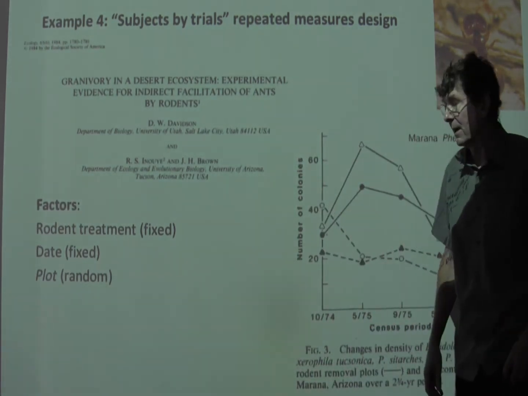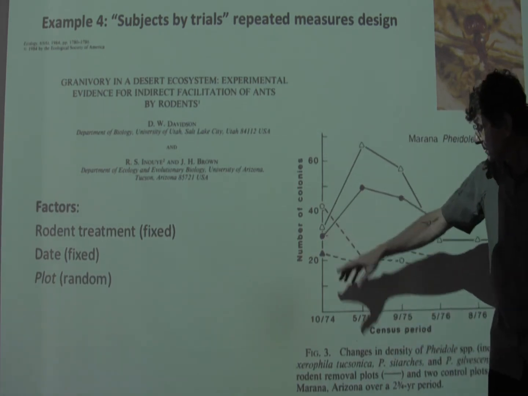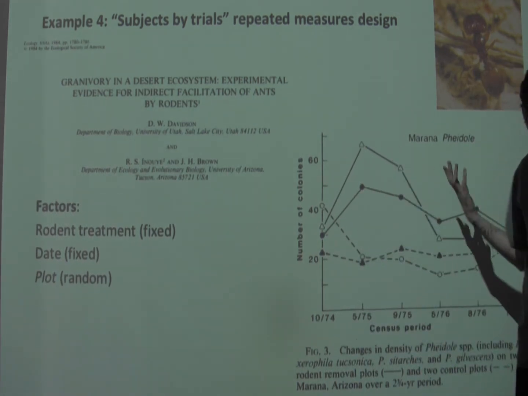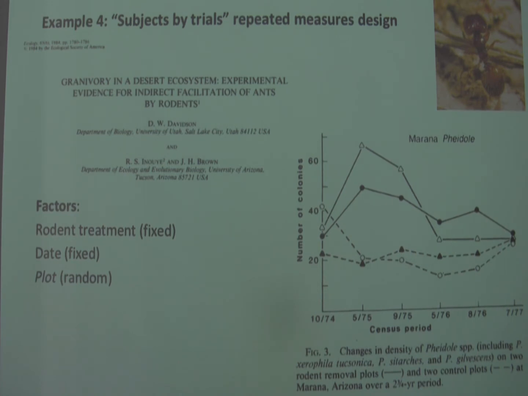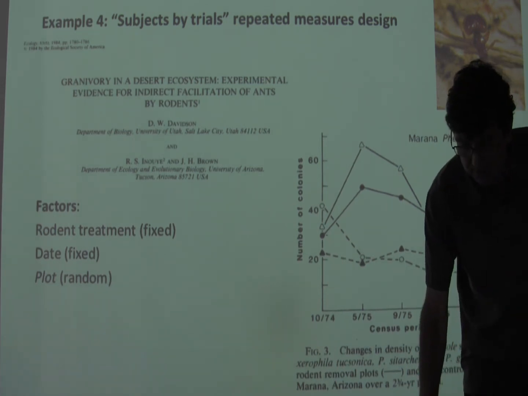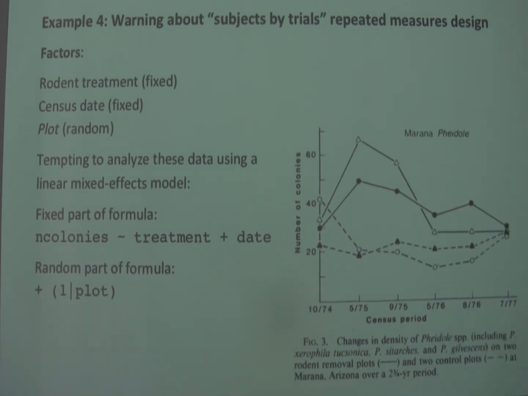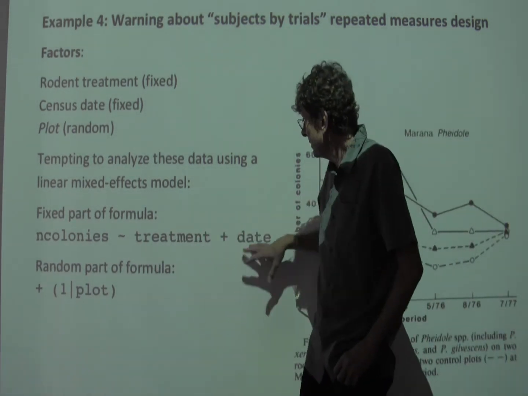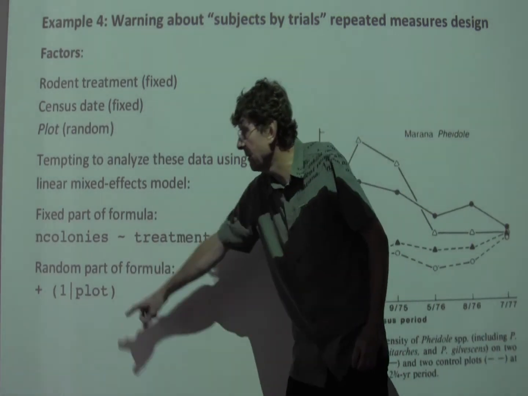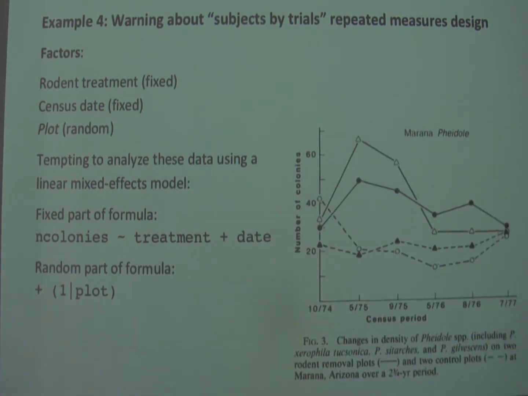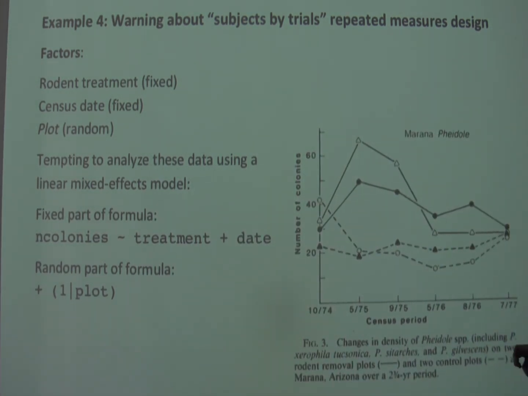Plot is a random effect, and it must be a random effect because when it's measured repeatedly, we have repeat measurements made on the same plot over and over again. I just mention this again because date might cause you to violate the assumption of sphericity. But here's how you would model it. Number of colonies. The formula has 2 parts, the fixed part, treatment and date, and then the random part. You're modeling a separate intercept for every plot, the plot effect.